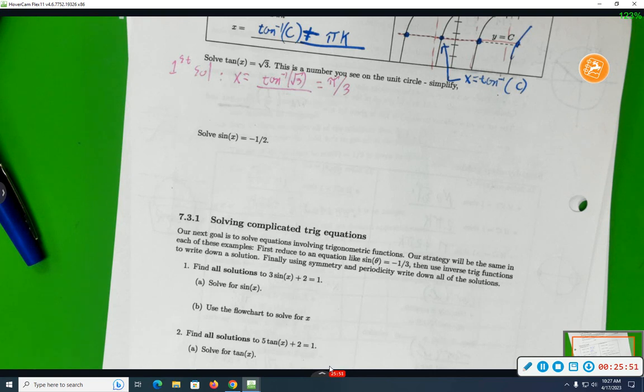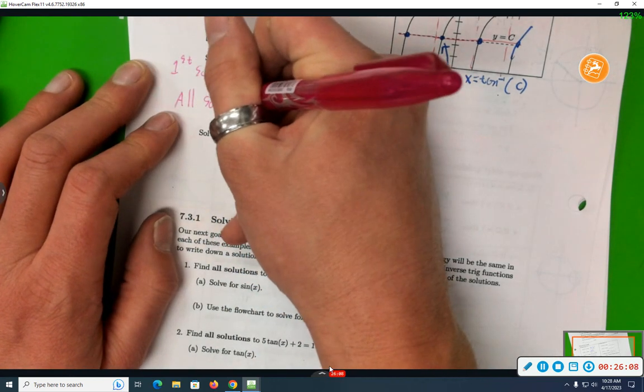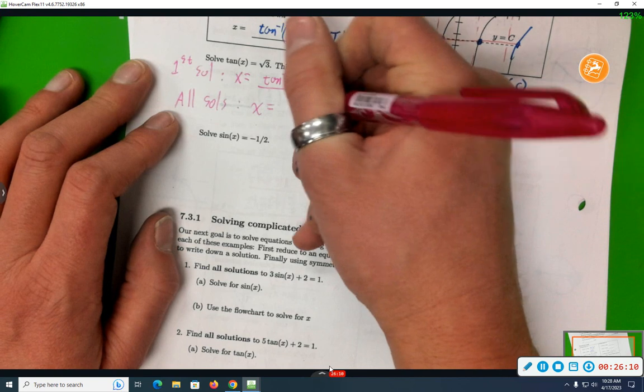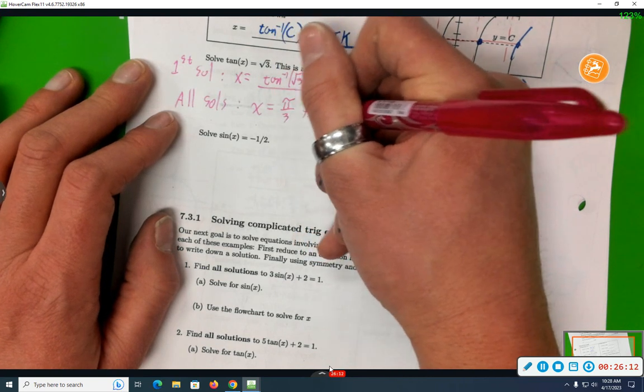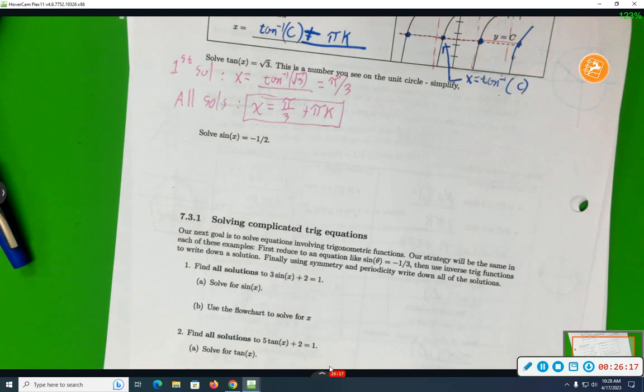I guess pi over 3 is the better, it's the simpler. According to the instructions that we just found, once I found one solution to tangent of x equals c, how do I get all the solutions? Add pi k. All solutions, x equals pi over 3 plus pi k. Neato. All right. That feel all right?